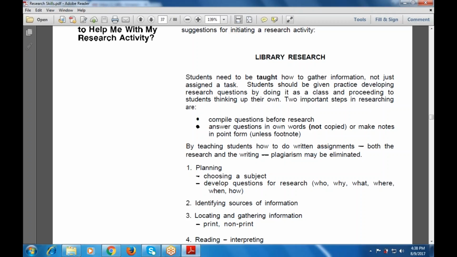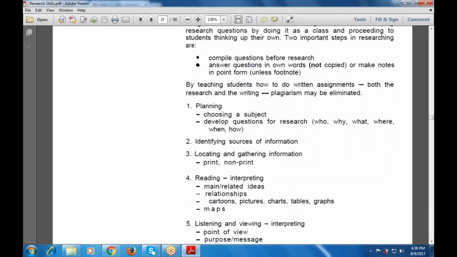What we say about locating and gathering: finding out and gathering the information from the user. Then reading, which may include interpreting, and the related or main idea. Then relationships: cartoons, pictures, charts, tables, graphs, maps. So these are the reading skills, these are the interpreting skills, these are the writing skills.